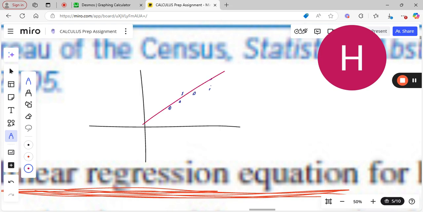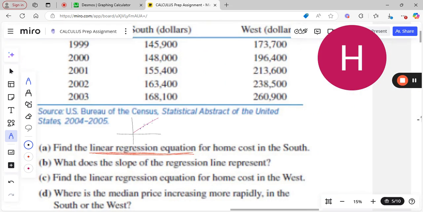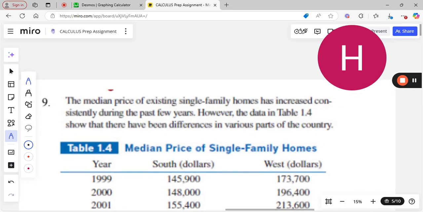Let's say that represents the data, and we can see that there's a positive slope. And so it tells us a story. It tells us a feature of the data. It tells us that as maybe time goes on, some value that we're measuring is increasing. That's the big picture of a linear regression equation. So let's look at the situation here.